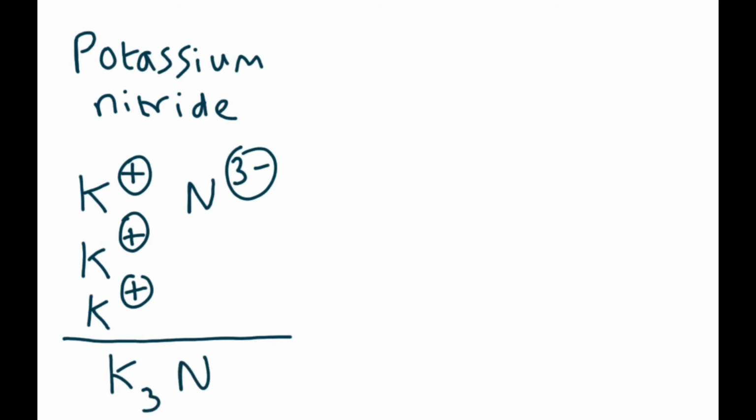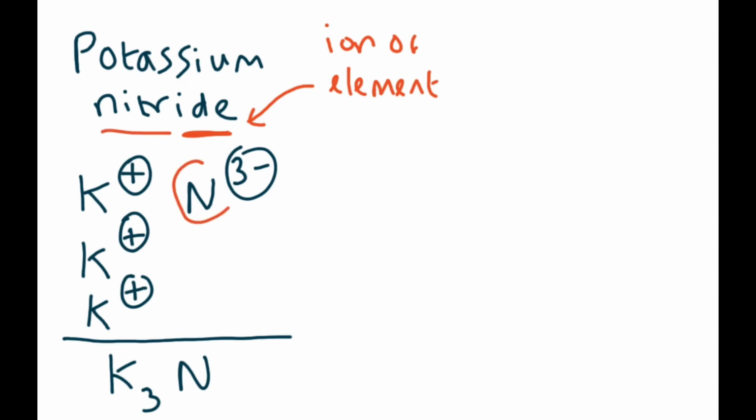Another interesting thing to point out here is the "-ide". When you have "-ide" at the end of the name, that means it's just the element. It means it's the ion of the element. So we've got nitrogen, and it's the ion of nitrogen.